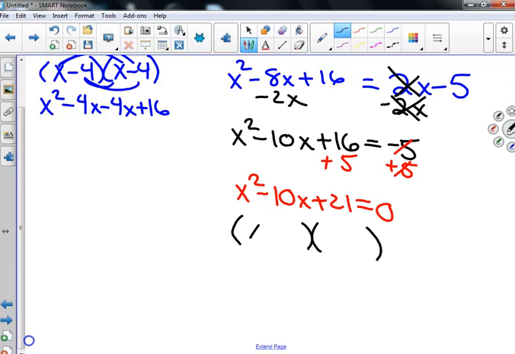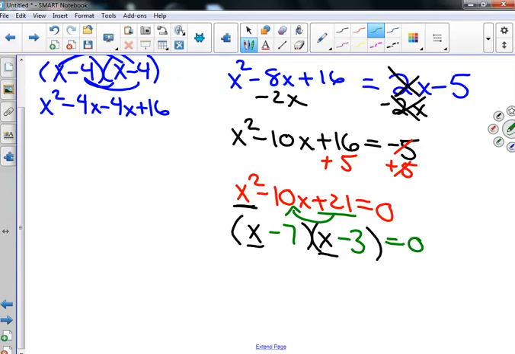So x, make it this, and then multiply to get positive 21, combine to get negative 10. That would be a negative 7 and a negative 3. The two negatives will give me a positive 21 when I multiply, and a negative 10 when I add them together.